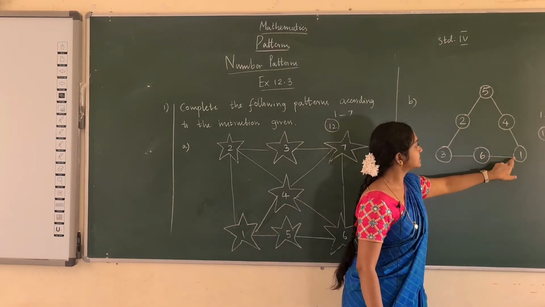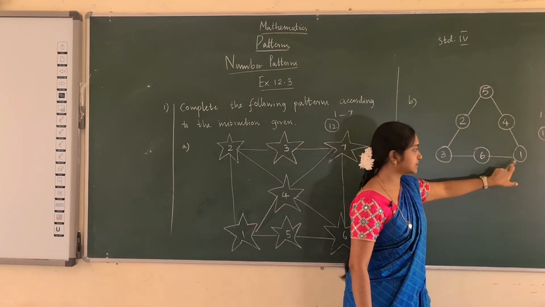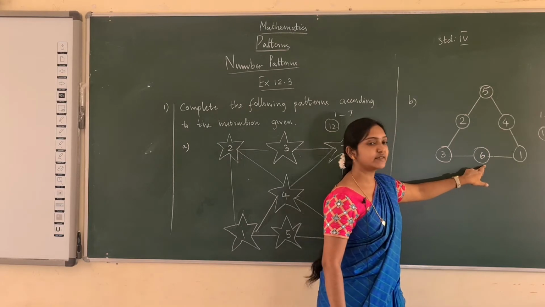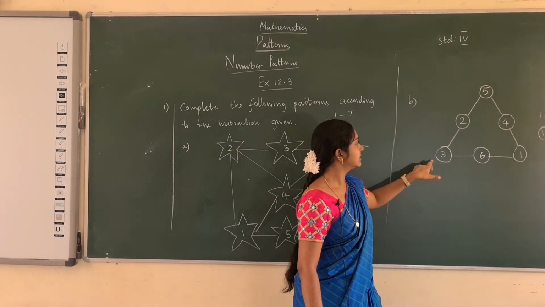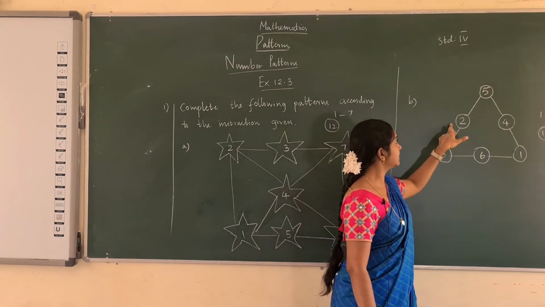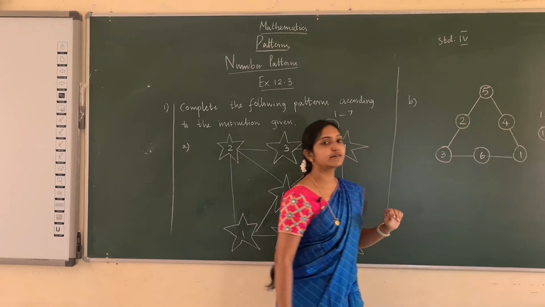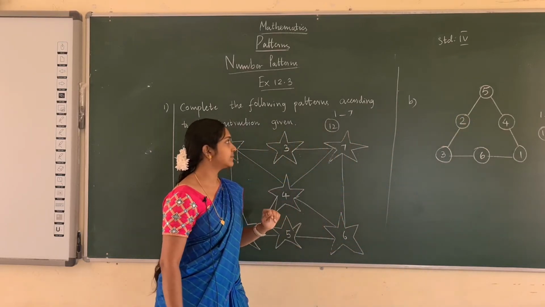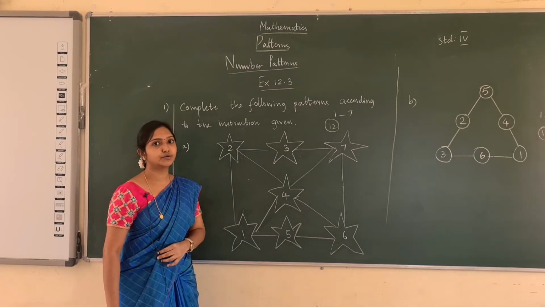5 plus 4 plus 1. 5 plus 4 is 9. 9 plus 1 is 10. 6 plus 1 is 7. 7 plus 3 is 10. 3 plus 2 is 5. 5 plus 5 is 10. So, we have completed by filling the numbers using the given rule.